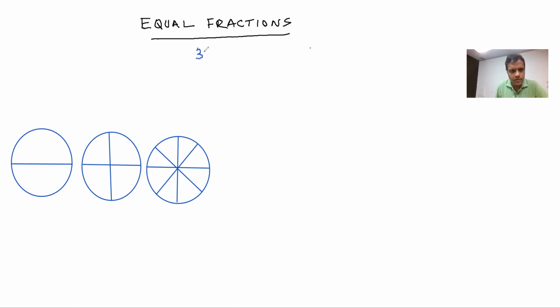Tell me which is bigger, 3 by 4 or 1 by 4? Definitely, since the denominator is the same, the higher the numerator, the bigger the fraction. So 3 by 4 is greater than 1 by 4. Similarly, 6 by 7 is greater than 2 by 7. If the denominator is the same, it is very easy to find out which fraction is greater.